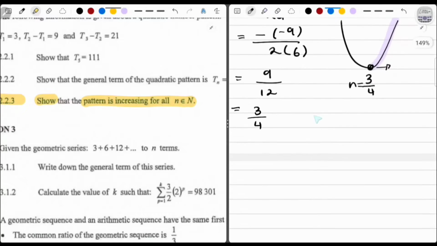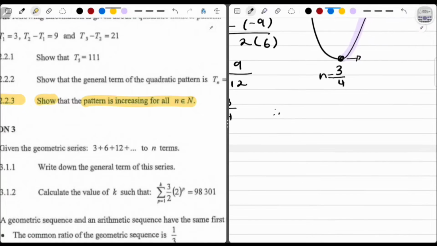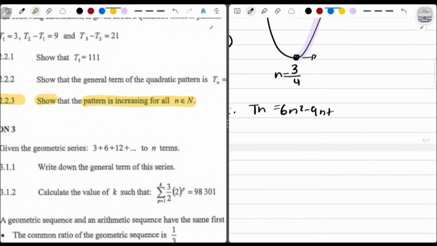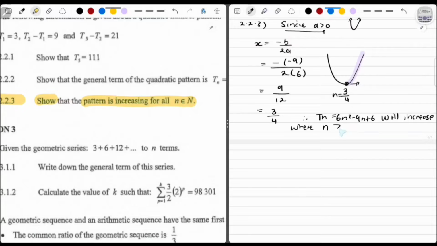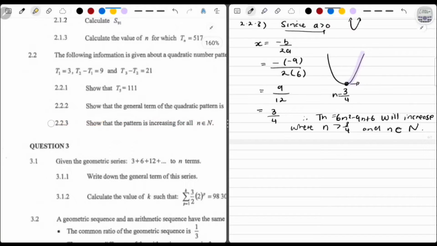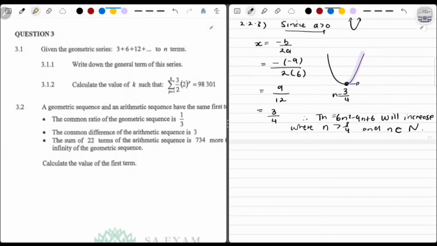Okay, so we can just conclude and say that Tn is equal to 6n squared minus 9n plus 6, of course, will be increasing where n is, of course, greater than 3 over 4, right? And n is an element of natural numbers. That's what's going to happen generally, and it's always going to increase like that because we have a positive number here. Okay, so that is the last question of question 2. So we move on to question 3.